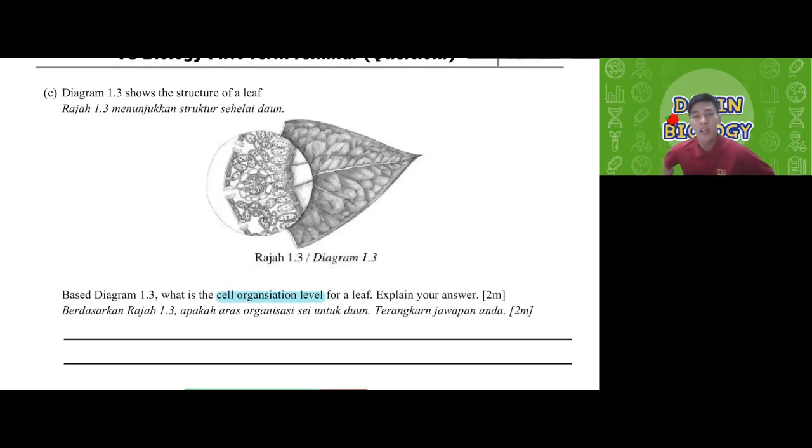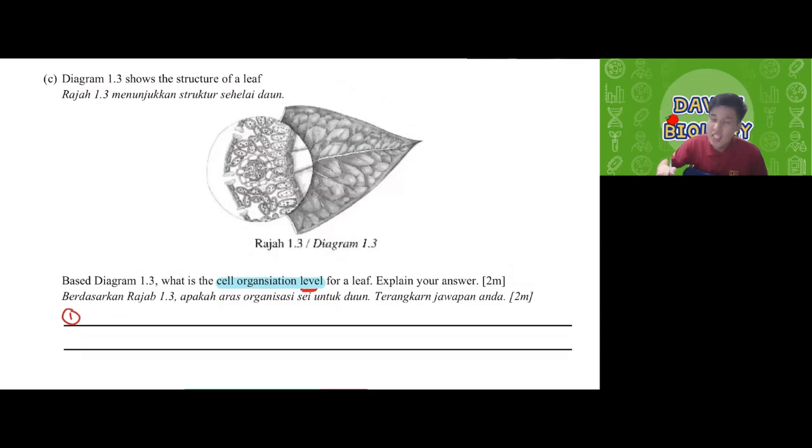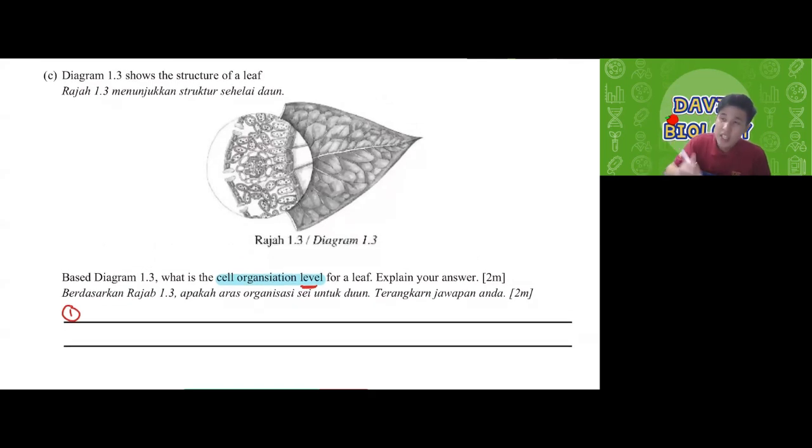Cell organization level. Why I will repeat this quite a few times is because this is something very easy and a lot of you don't know. So if they ask you cell organization level, yes, Jacqueline, correct, it is cell, tissue, organ, system. So leaf is what? It is an organ. The answer is organ.